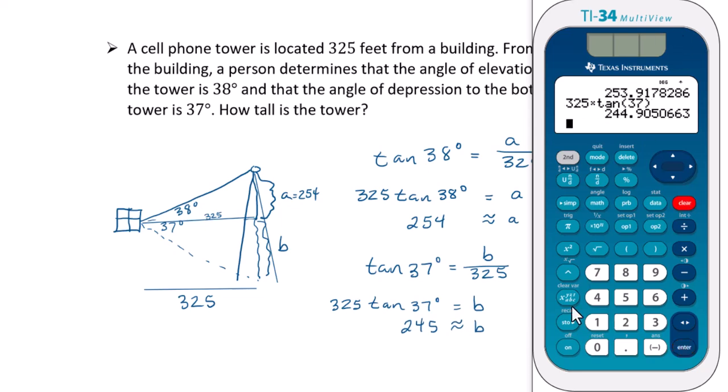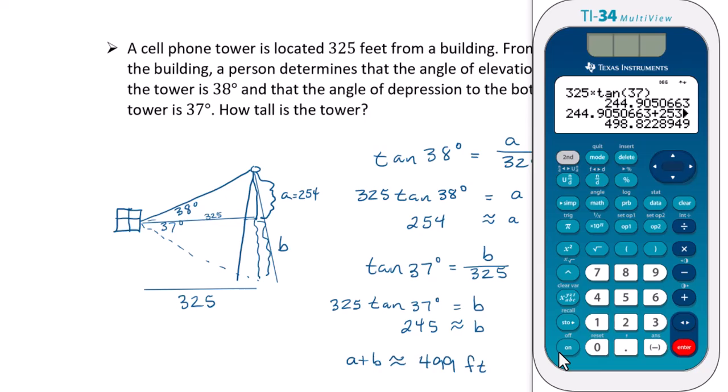So now I need to add A and B to get my full measurement, which is the height of that tower. So I'll just take the values that I have in the calculator and add them. That way we're minimizing our round off error. And I get approximately, we'll say, approximately 499 feet.